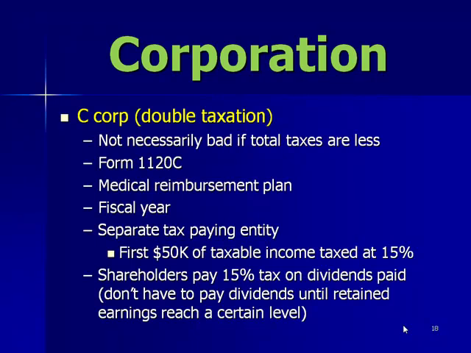A corporation is also a separate tax-paying entity. That's the first level of taxation. But guess what? The first $50,000 is only taxed at 15%. Well, if you don't pay a dividend, and you don't have to necessarily pay a dividend until the retained earnings get to be very, very large, now you've got 85 cents in which to reinvest.